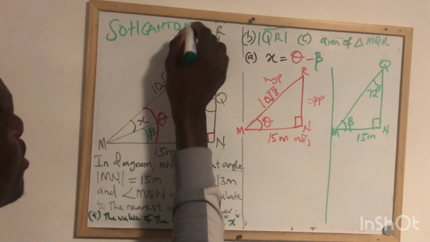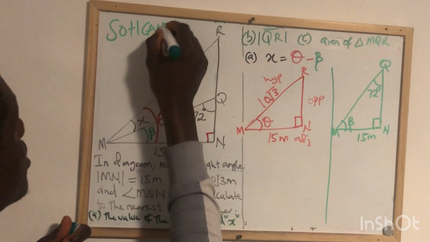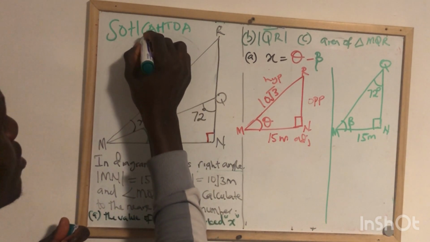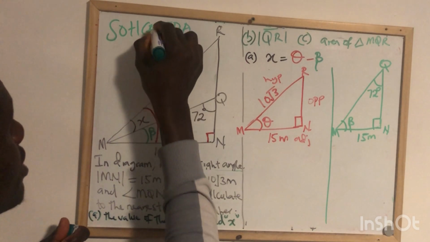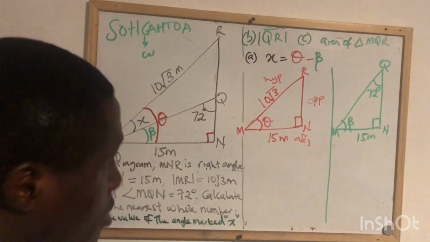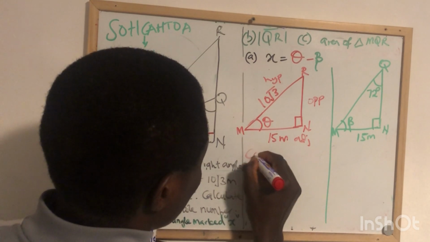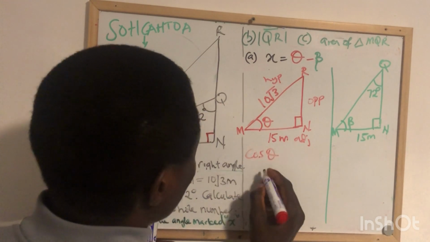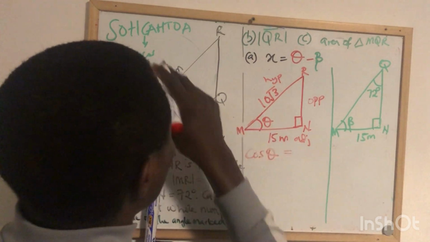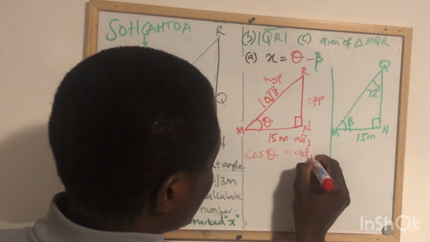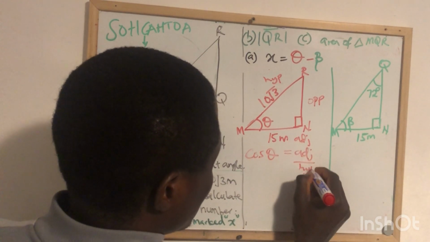SOHCAHTOA. So we can see here that this is adjacent over hypotenuse. This is cos here, adjacent over hypotenuse. So I'm going to use that one here. So we have cos theta equal to adjacent over what? Hypotenuse.